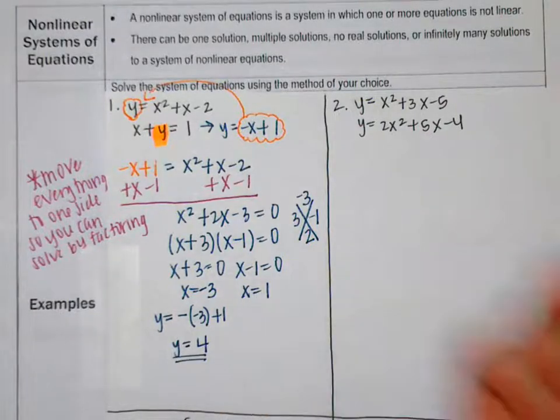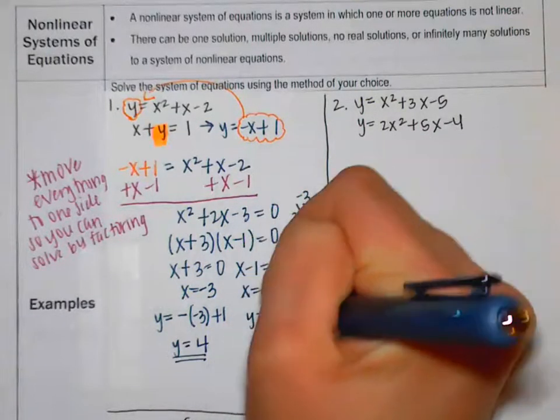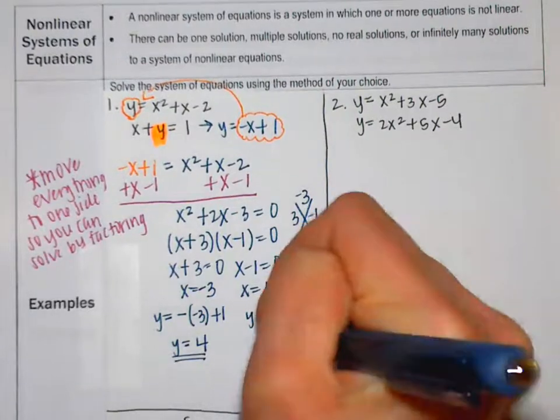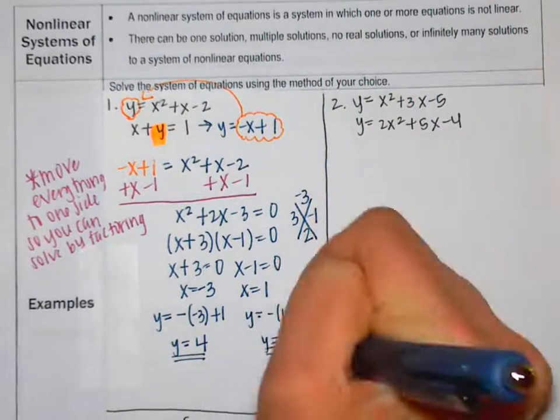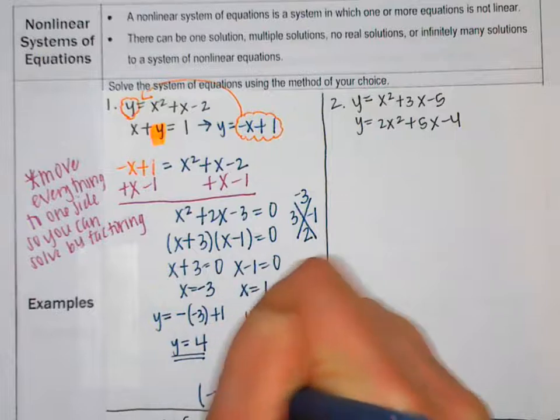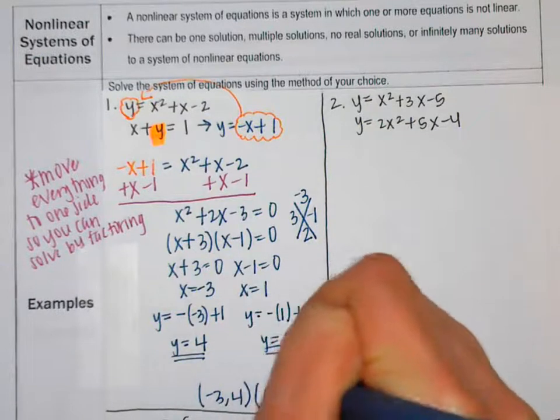And then I'm going to plug it in again. y equals -1 plus 1. -1 plus 1 gets me 0. So I have my two solutions. My solutions are (-3, 4) and (1, 0).